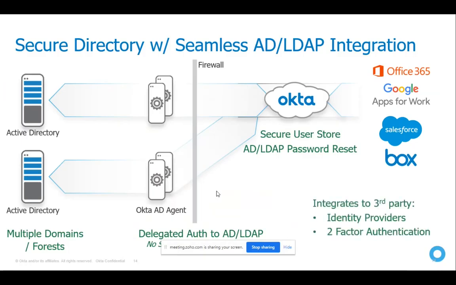And finally, we can integrate with a third-party identity provider. We usually see this with customers who have a legacy on-prem SSO solution, such as CA SiteMinder or Ping.